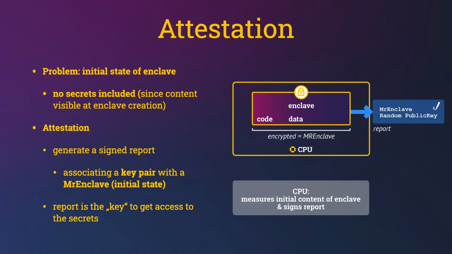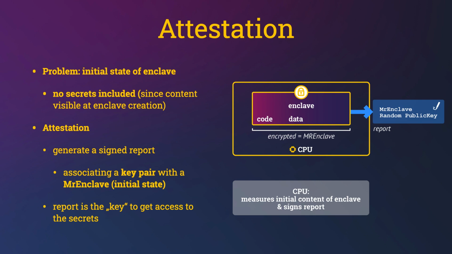Also, during attestation, we can learn about some additional data item, typically a public key or a hash of a public key that the enclave during startup has created. So during startup, an enclave creates a random public-private key pair, and the public key is part of the attestation, which we call a report, which includes the MrEnclave, so the hash value of the initial state of the enclave plus a public key. This is signed by the CPU.